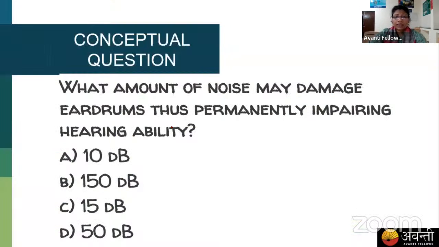So this is the question for you. What amount of noise may damage the eardrums, thus permanently impairing hearing ability? What amount of noise can cause permanent hearing loss? Option A is 10 decibel, B 150 decibel, C 15 decibel, and D 50 decibel. You have to find out of these four options what is the exact amount of sound which causes permanent hearing impairment in an individual. So I'm launching the poll. Please give your answer.